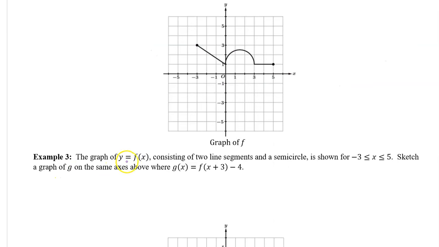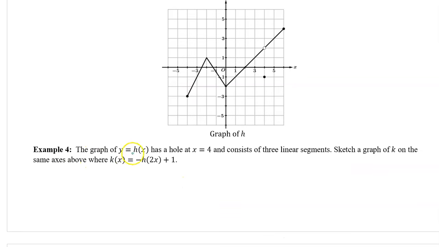Example 3. The graph of y equals f of x, consisting of two line segments and a semicircle, is shown on the interval from -3 to 5. Sketch a graph of g on the same axes above, where g of x equals f at x plus 3, minus 4. The plus 3 on the inside is a horizontal translation left 3. The minus 4 on the end is a vertical translation down 4. So let's move each of the key points left 3 and down 4. Here are the key points, and here's the sketch.